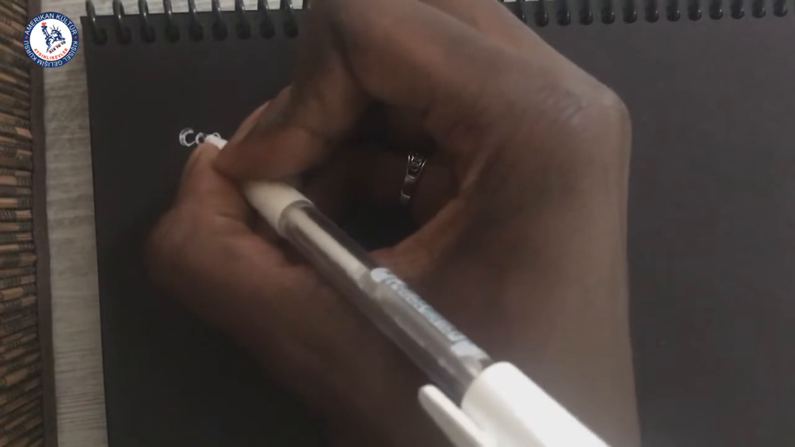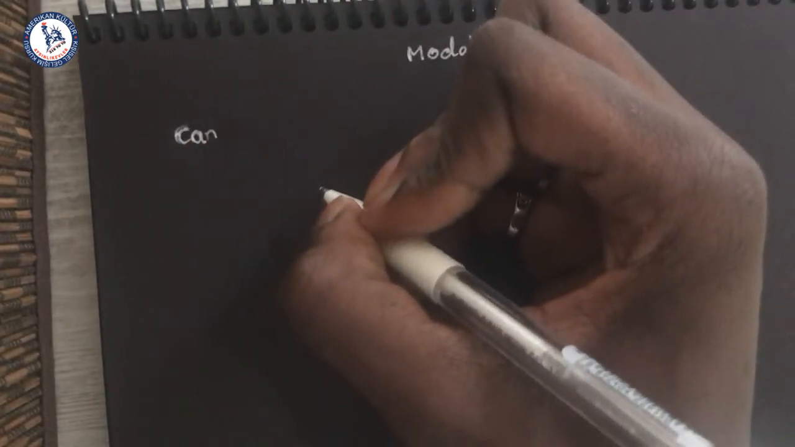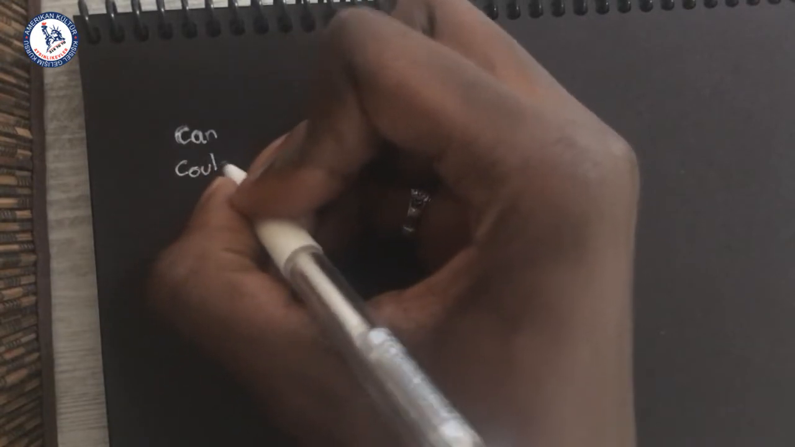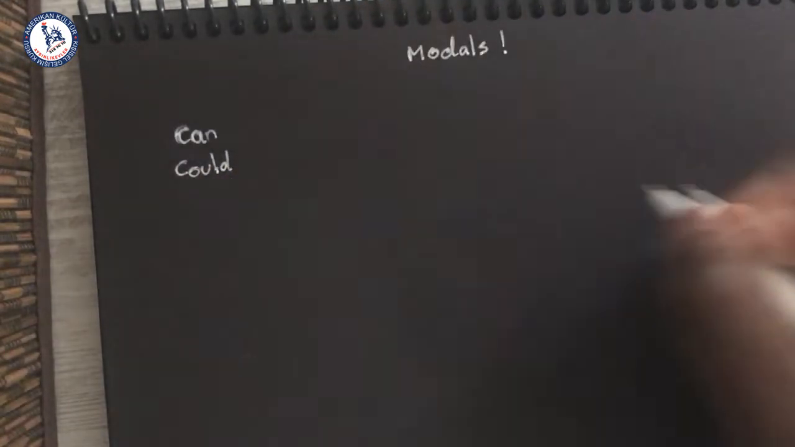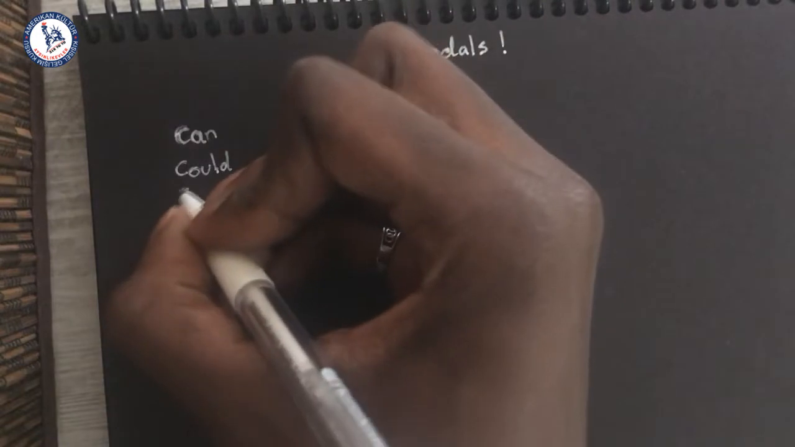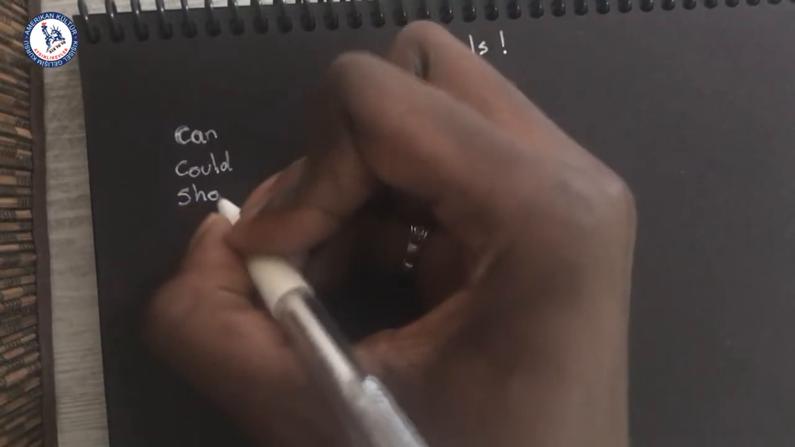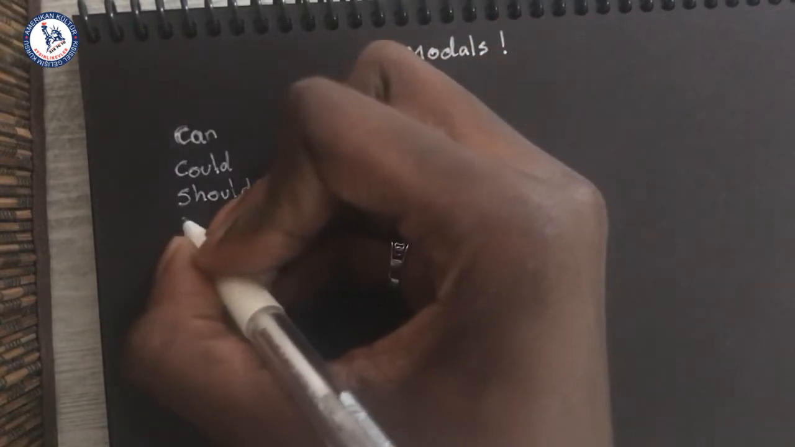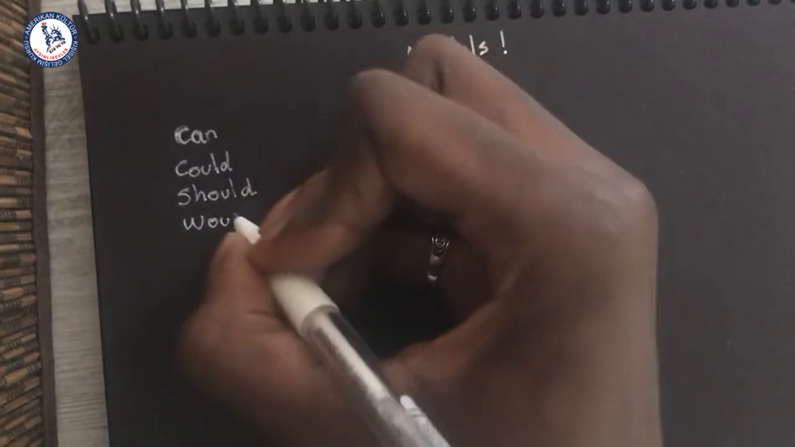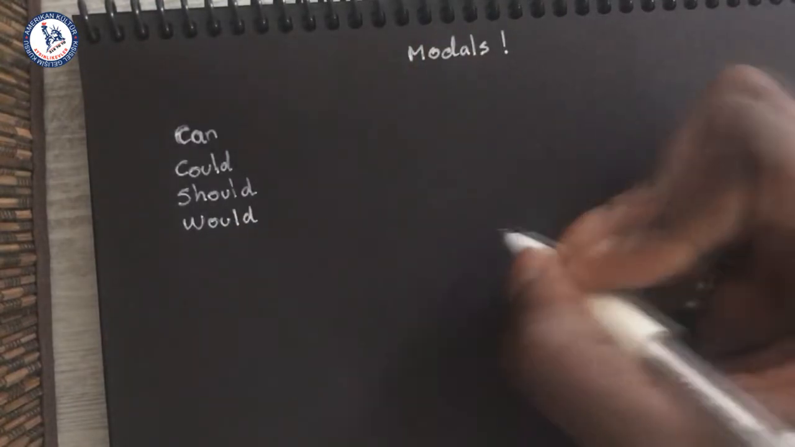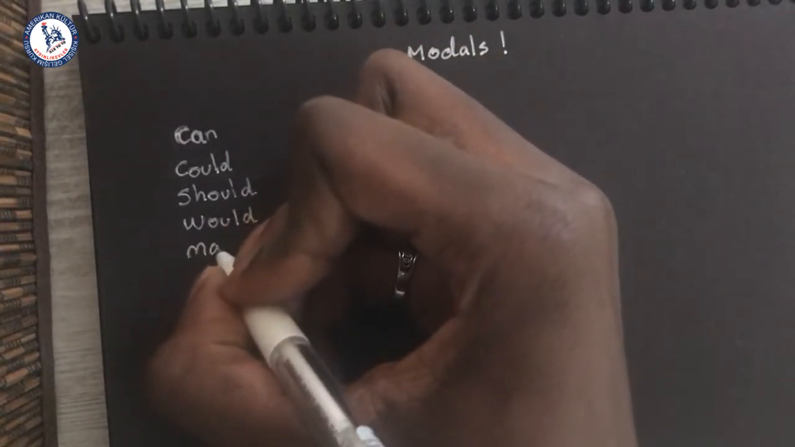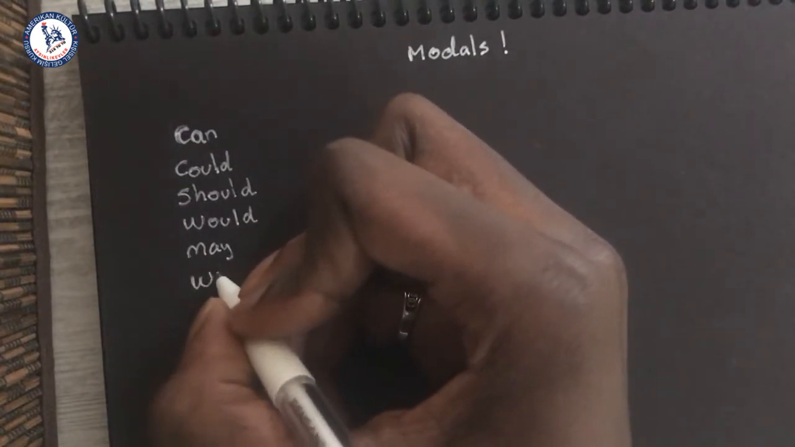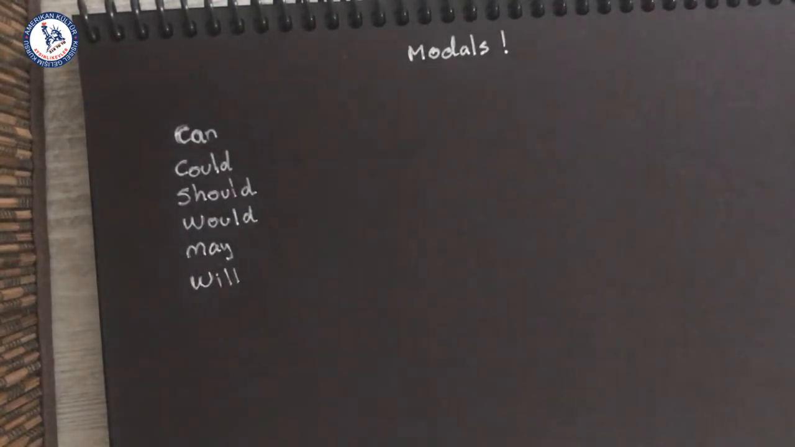You have can, which is a modal. You have could, which is another modal. You have should. You have would. You have may. And you have will.